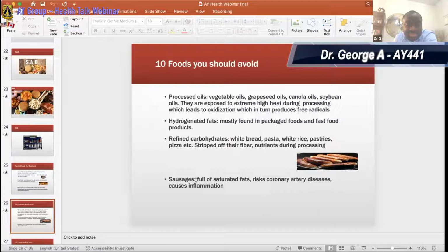And the next one is sausages, which is, if you eat a lot of sausage, you risk getting coronary artery diseases. And these sausages and all those processed foods, they cause inflammation, and inflammation is the leading cause of all diseases.